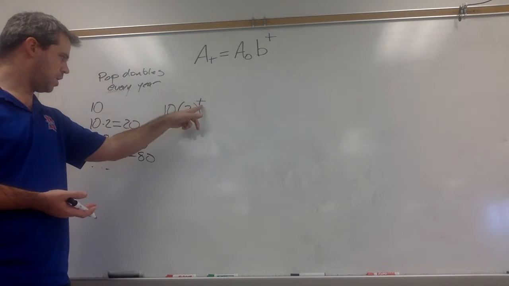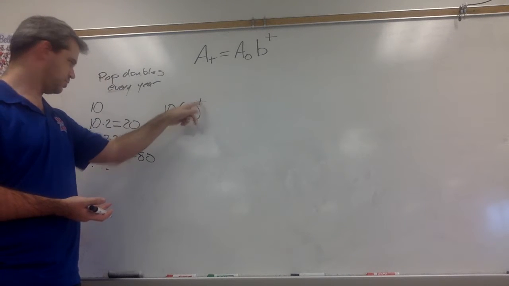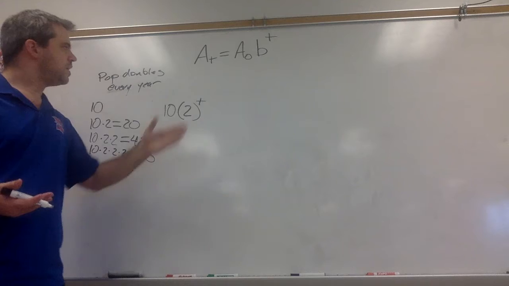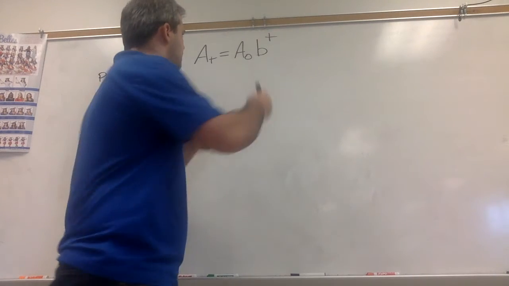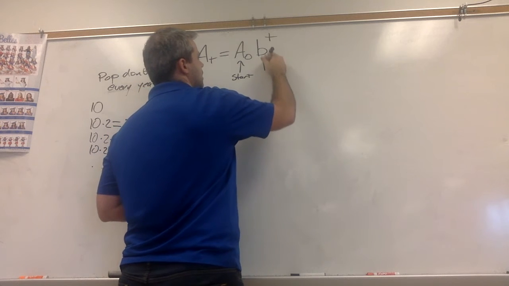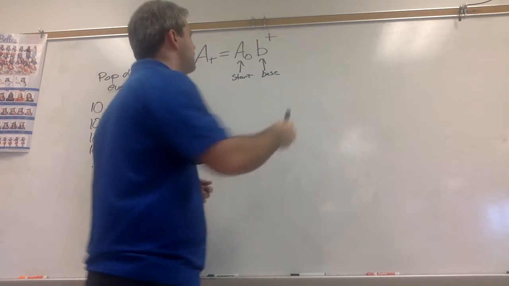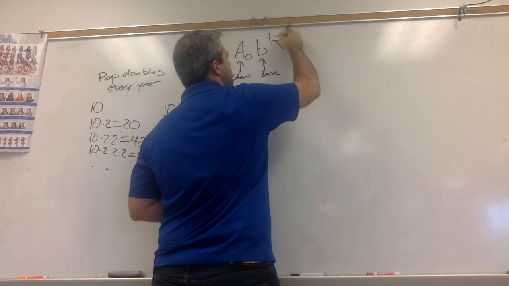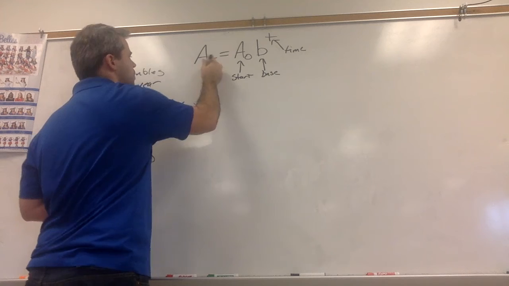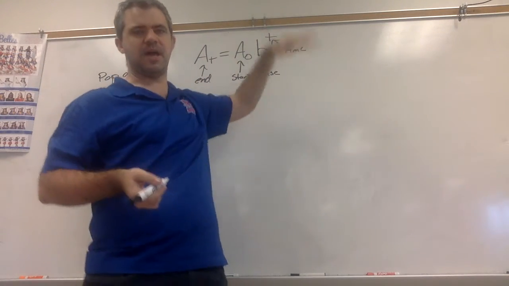So if I make this 1, then this is 10 times 2. If I make this 2, this is 10 times 2 times 2. So that's this model right here. This is our start. This is our base. This is the thing we're multiplying by. This is usually time. And this is what we end up with after we've multiplied over and over again.